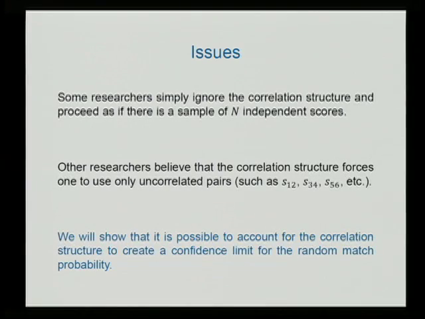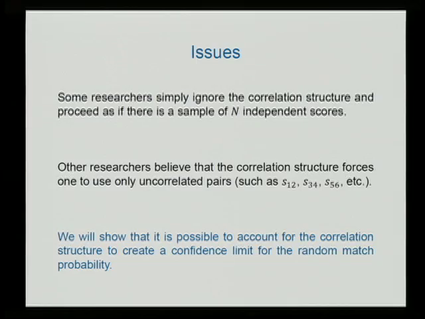Issues of practice. Some researchers totally ignore the correlation structure in the similarity measures, and they treat the similarity measures for all pairwise comparisons as being independent, which makes the statistical inference incorrect. Some other researchers realize there's a problem, but they get too conservative. They only look at those similarity scores from pairwise comparisons where there are no samples in common, like S12, S34, etc. Then they only have little n over 2 similarity scores to look at. They've thrown away the information from a lot of the pairwise comparisons that might have statistical power.